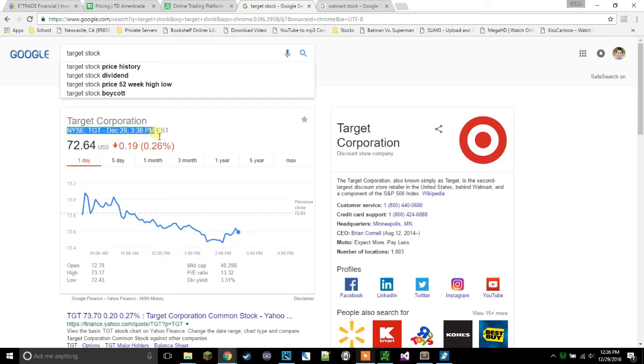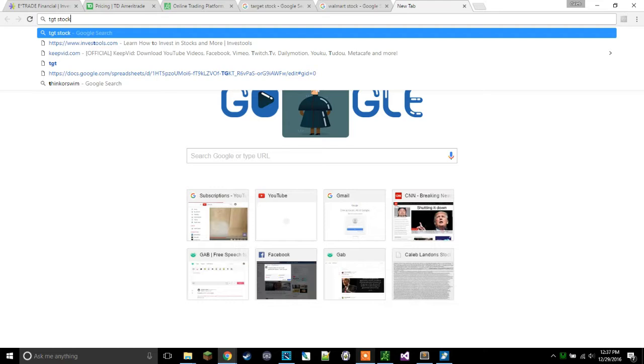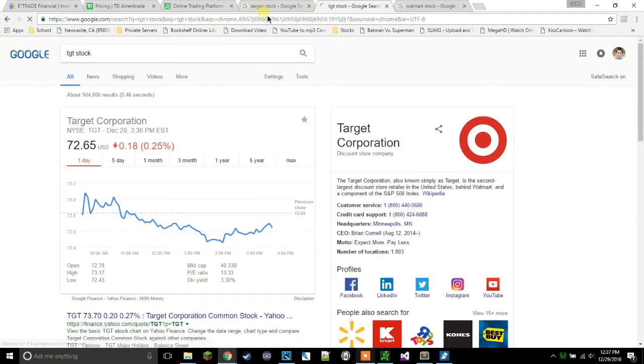Next, this bar right here. This NYSE TGT actually stands for New York Stock Exchange, TGT, and this right here is called a ticker symbol. A ticker symbol is basically a shorter way of writing Target stock or whatever it is. So instead of having to write out Target stock, you could just type in TGT stock. And if you wait a second, the same thing comes up.